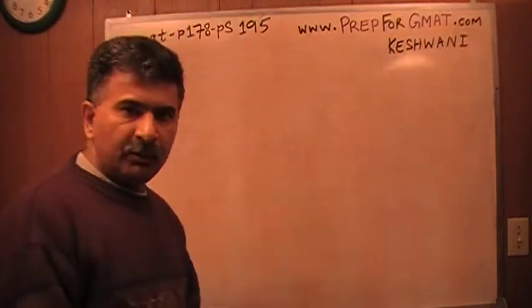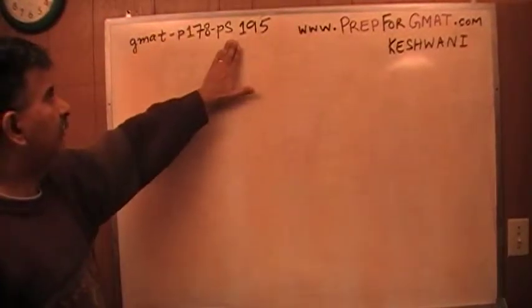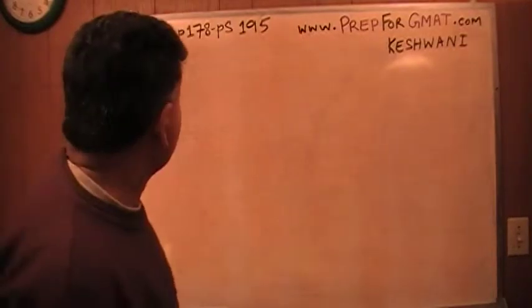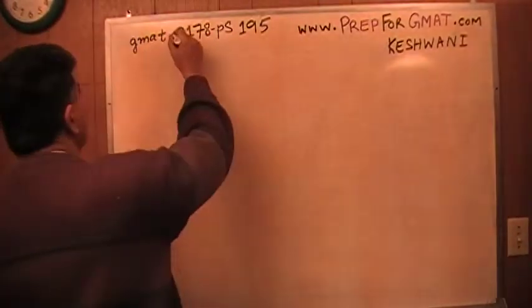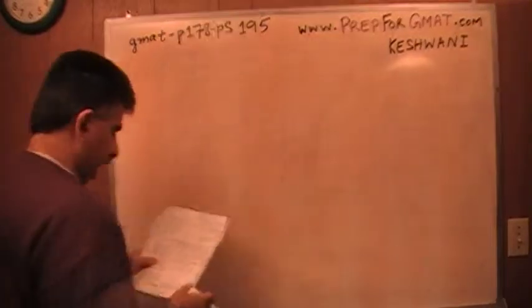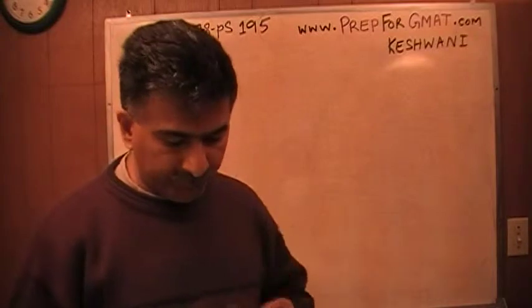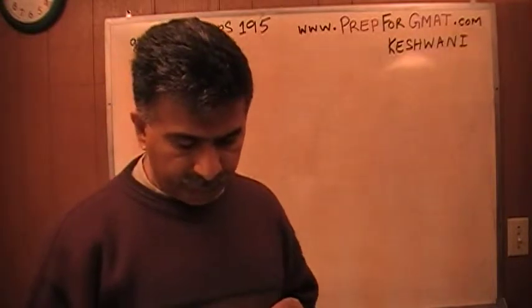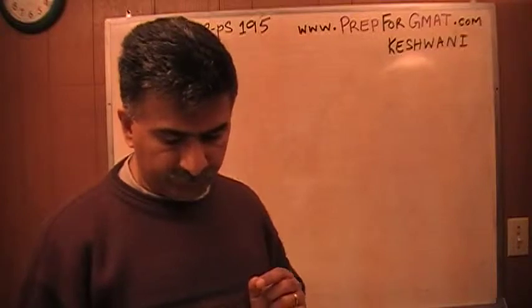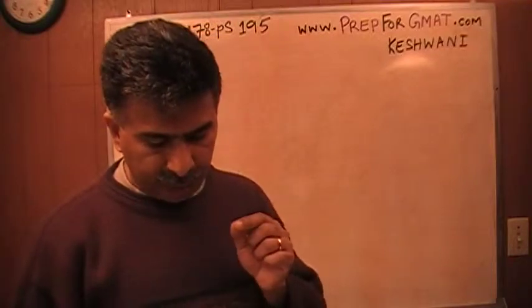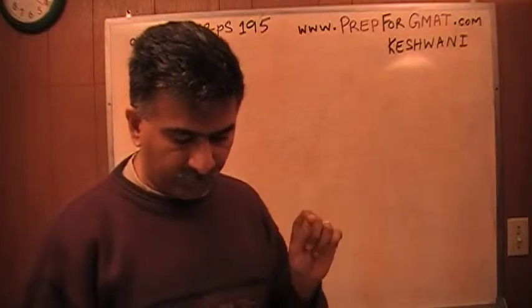The problem that I'm about to solve is the one that you will find on page number 178, problem solving number 195. Let's take a look at it. Again, open the book to page 178 and read it with me. In this problem we are given a grid system here for the streets, and it says Pat walks from intersection X to intersection Y along a route that is confined to the square grid of 4 streets and 3 avenues.